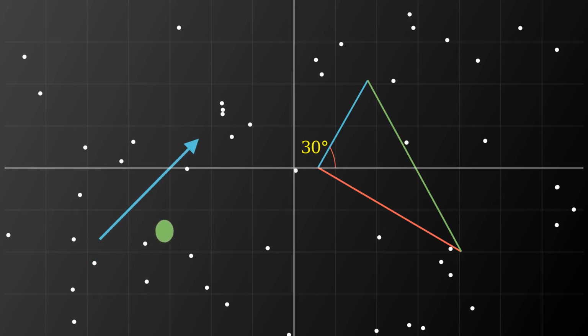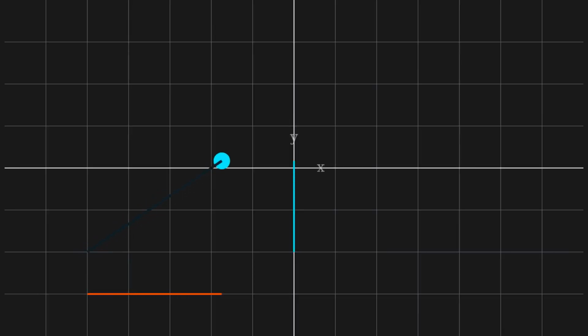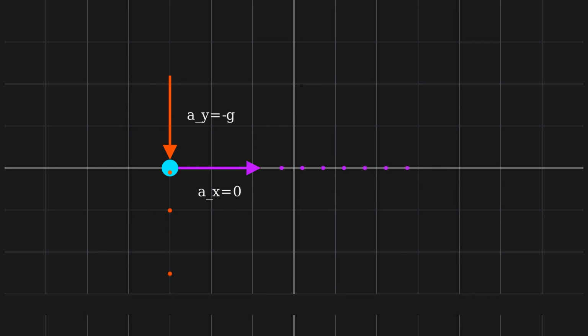Now we're ready for 2-dimensional motion with acceleration. Here's the principle. Treat x and y independently. Each direction gets its own kinematic equations. For projectiles near Earth's surface, horizontal acceleration is 0. The ball keeps moving at constant velocity.